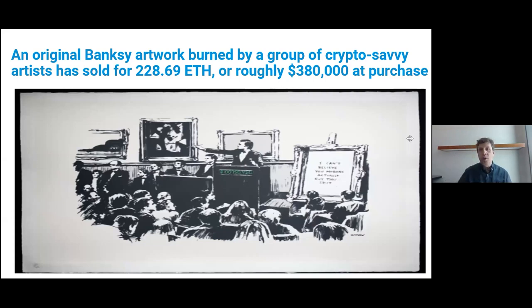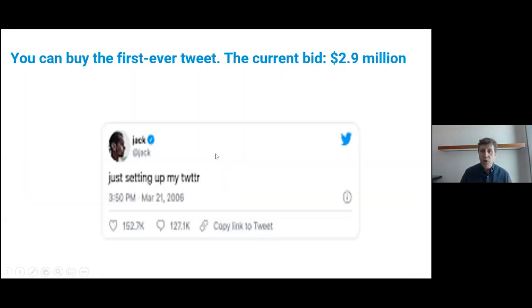Those people who burn the piece of Banksy are saying that, okay, this is my artwork, I have the rights for this artwork and I'm selling it, and this is the price. And this is actually called non-fungible tokens. Another example is Jack Dorsey.